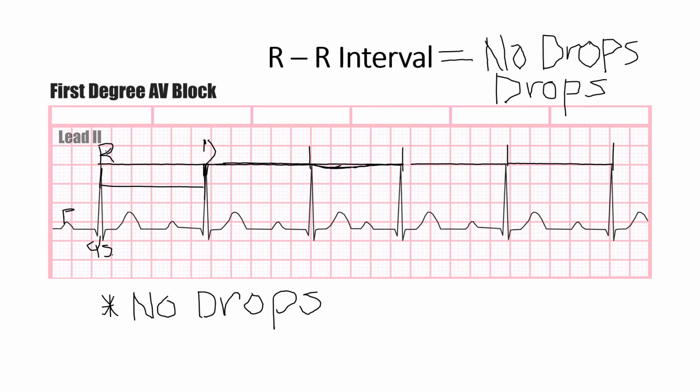We're going to go into the PR interval next, and those are the only two features. Again, I can't stress enough, you only need the R to R and the PR interval to identify your drops.